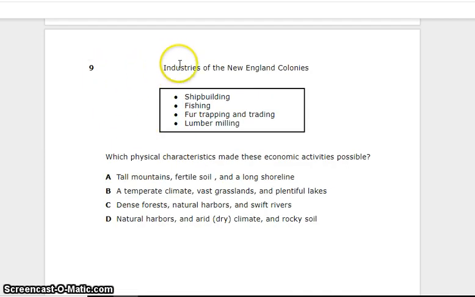Number 9. Industries of the New England colonies: shipbuilding, fishing, fur trapping and trading, lumber milling. Which physical characteristics made these economic activities possible? A. Tall mountains, fertile soil, long shoreline. B. A temperate climate, vast grasslands, and plentiful lakes. C. Dense forests, natural harbors, and swift rivers. D. Natural harbors and arid, dry climate and rocky soil.